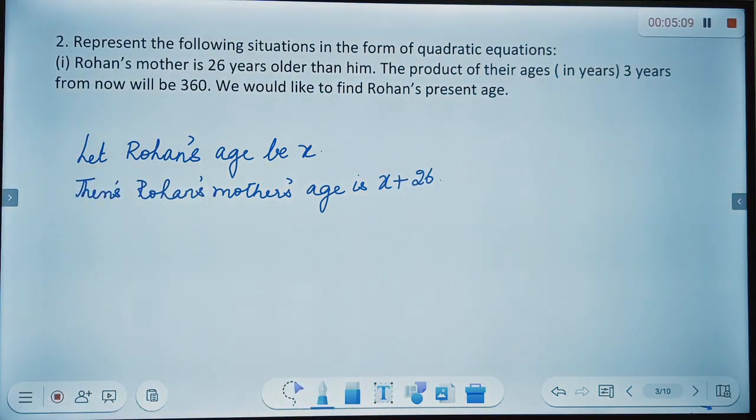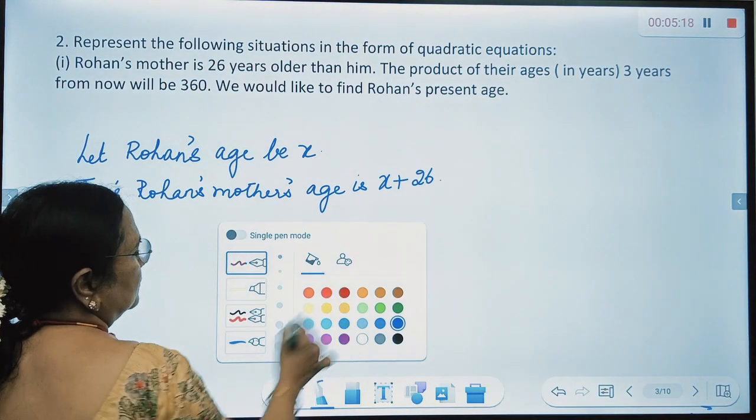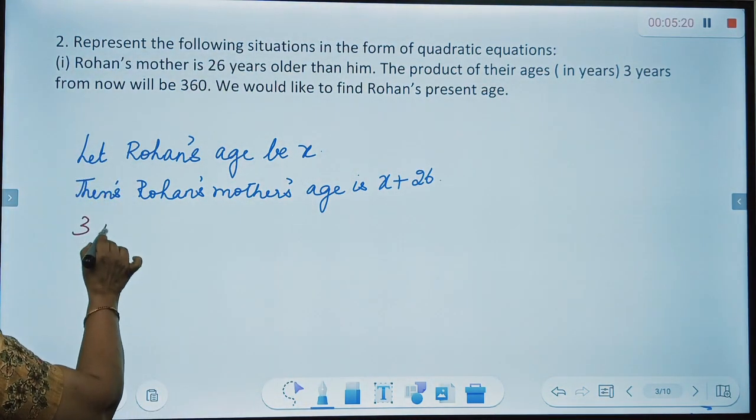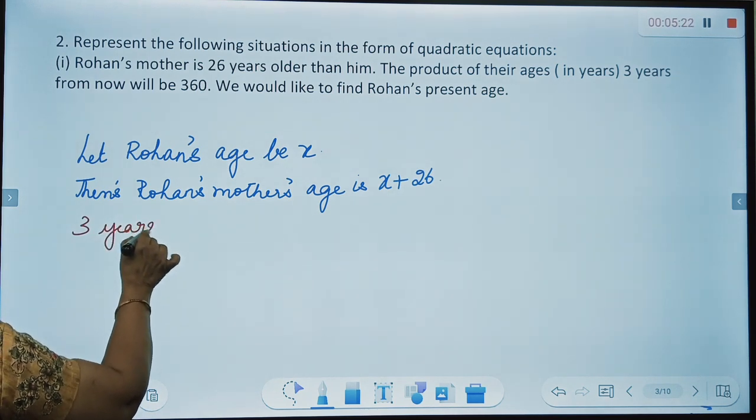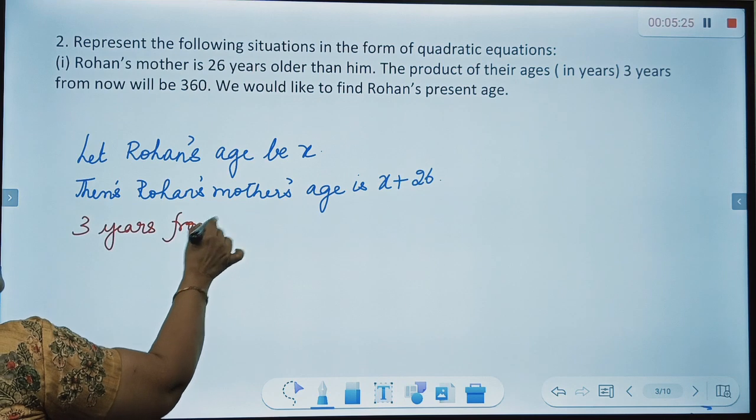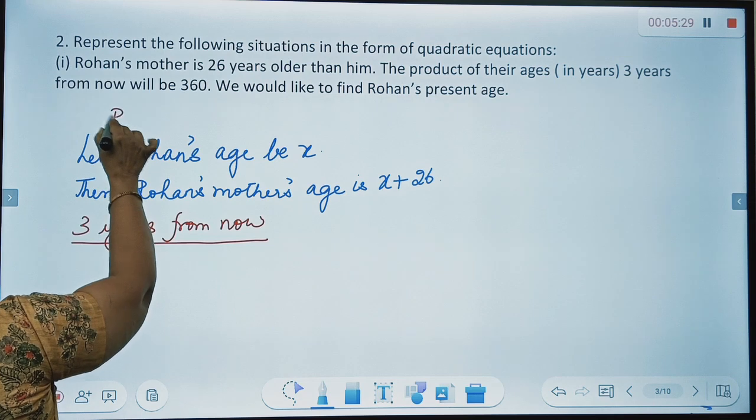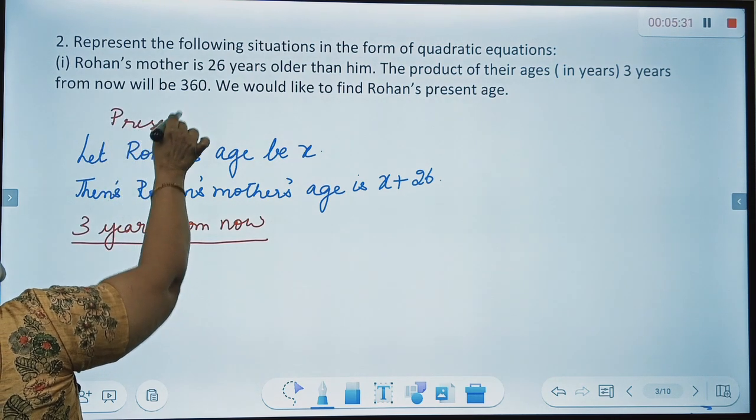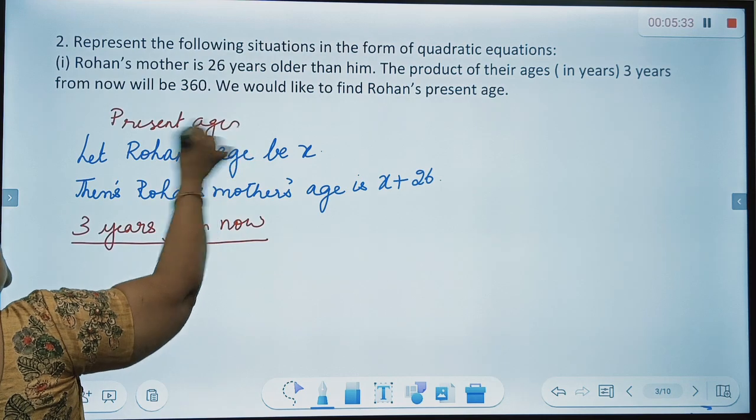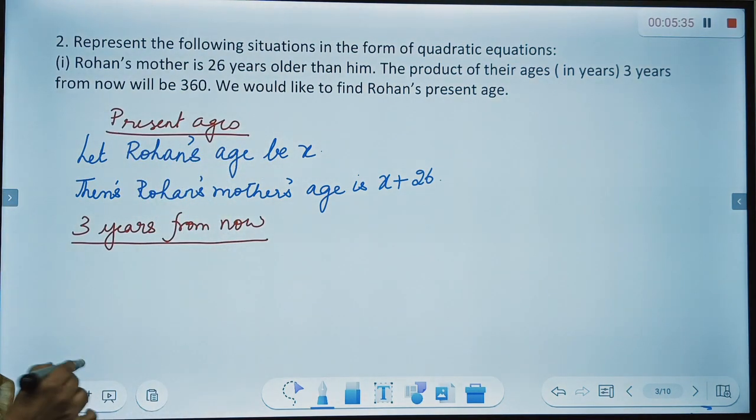The product of their ages in years 3 years from now. So 3 years later. These are the present ages. At present, Rohan is x years old. At present, Rohan's mother is x plus 26 years old.